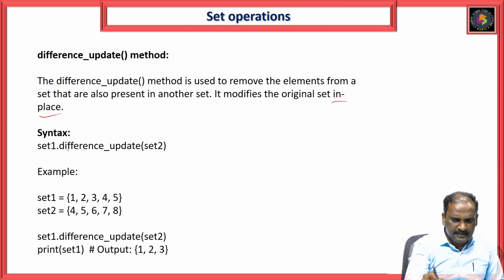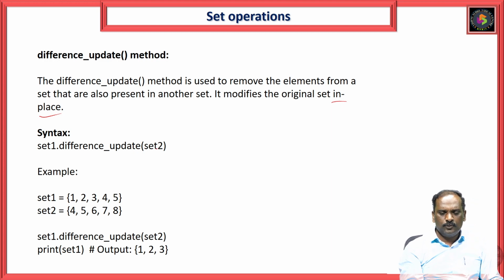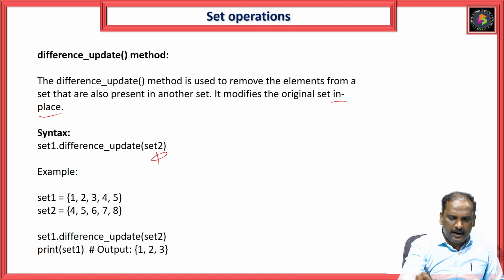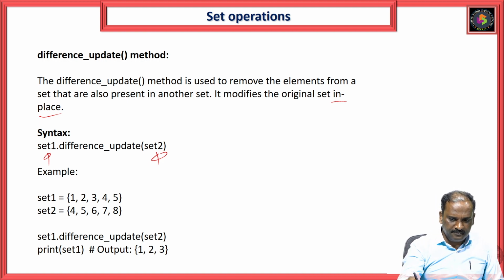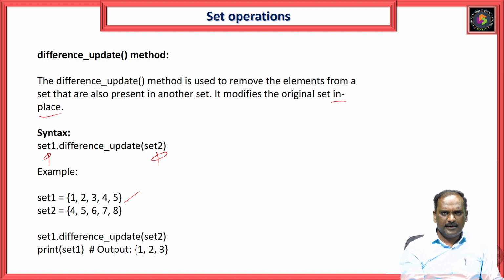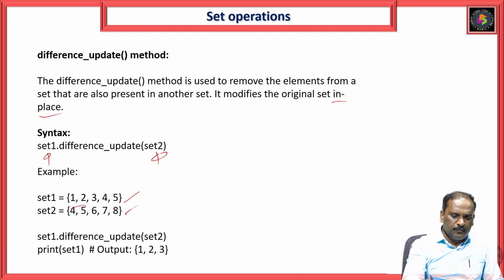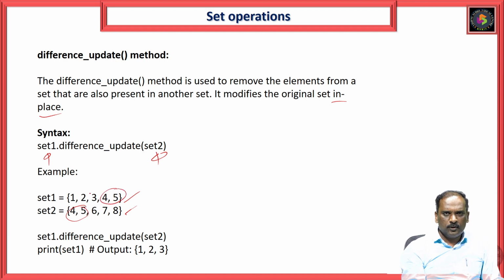So here the syntax is set1 dot difference underscore update set2. Set2 is the parameter and set1 is the calling set. Set2 is the argument set. Set1 is the original set. So here set1 is containing 1, 2, 3, 4, 5. Set2 is containing 4, 5. So 4, 5 are the common elements. If I apply the difference underscore update method, the common elements will be deleted from set1.